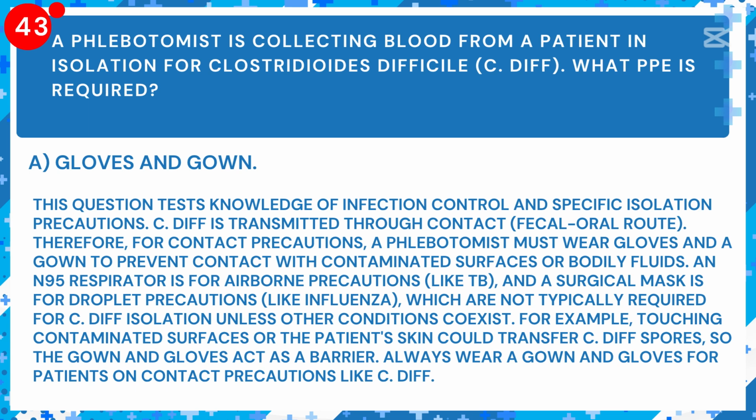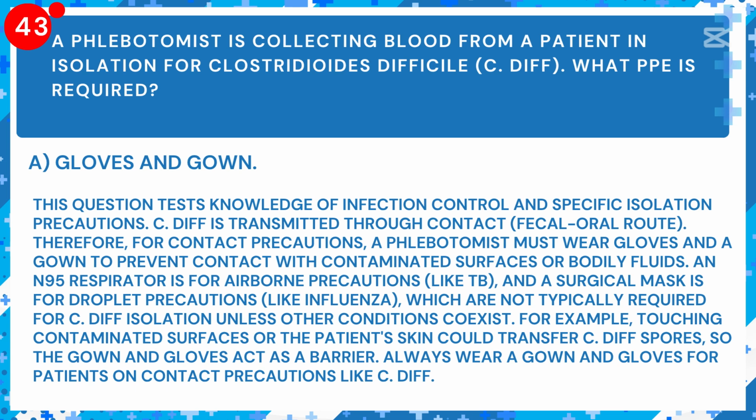Explanation: this question tests knowledge of infection control and specific isolation precautions. C. diff is transmitted through contact, fecal-oral route. Therefore, for contact precautions, a phlebotomist must wear gloves and a gown to prevent contact with contaminated surfaces or bodily fluids. An N95 respirator is for airborne precautions, like TB, and a surgical mask is for droplet precautions, like influenza, which are not typically required for C. diff isolation unless other conditions coexist.